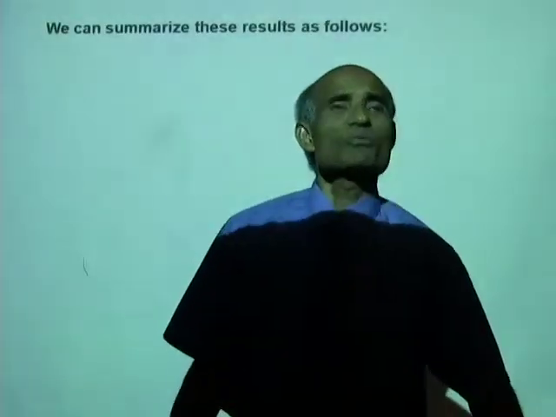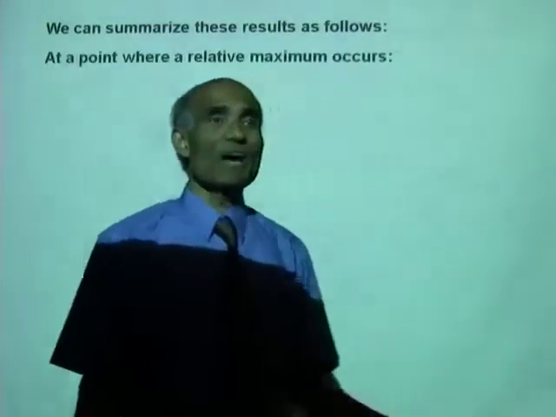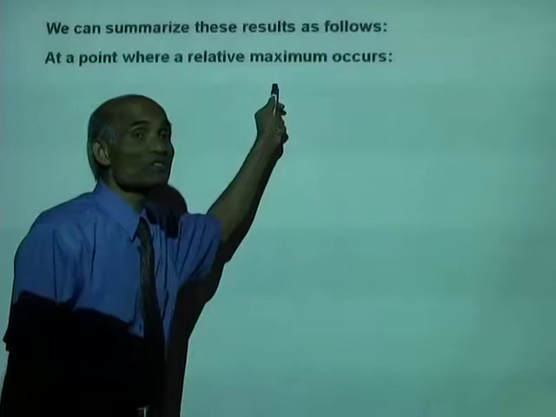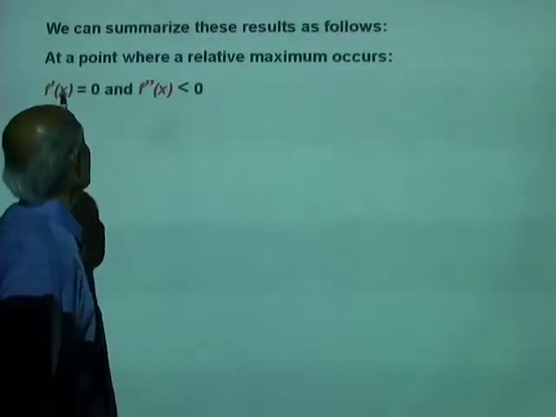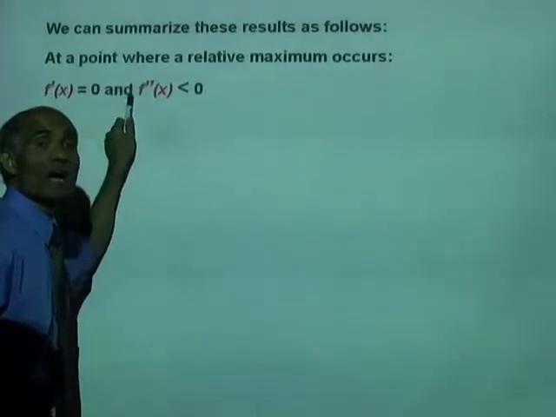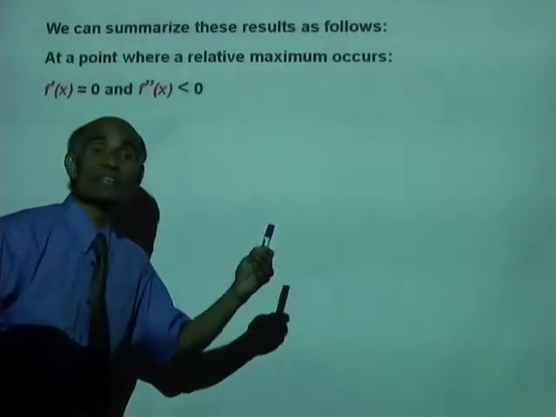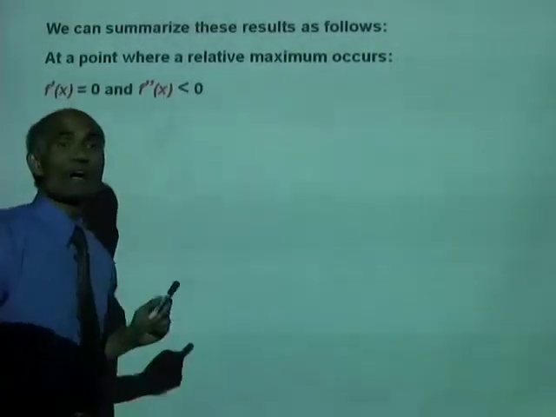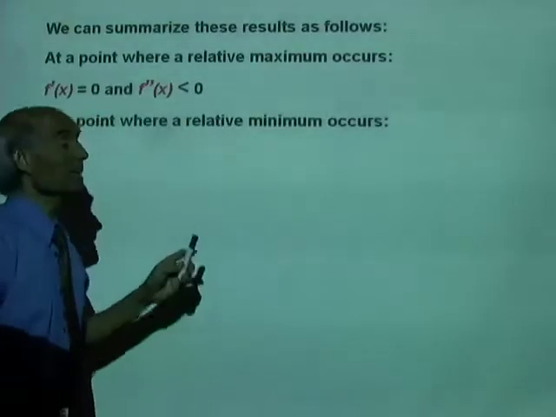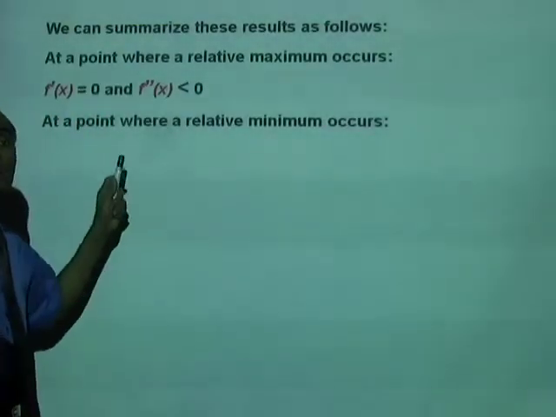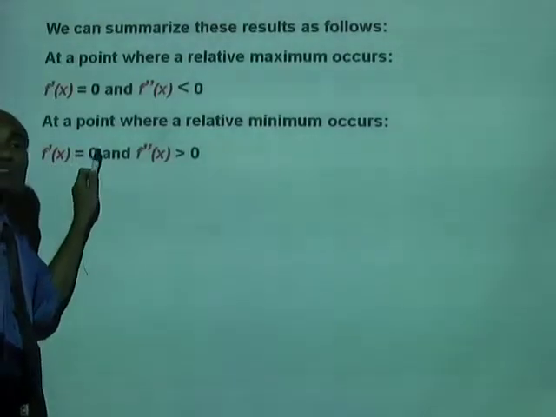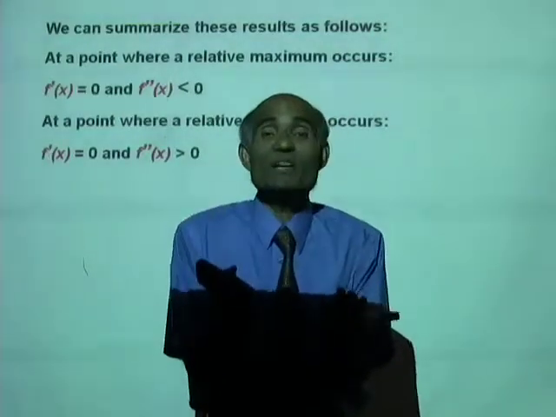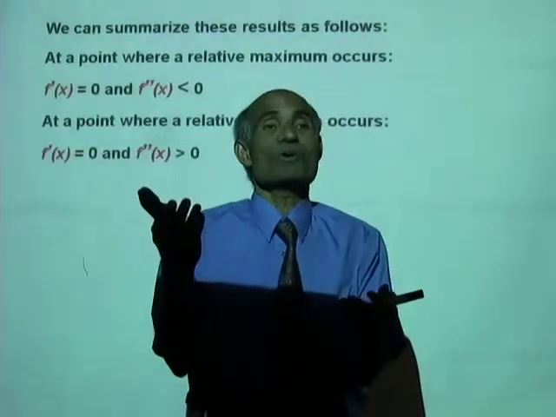Let's now summarize what we have already said. Now, at a point where a relative maximum occurs, what are the conditions to satisfy? You've got to have f prime x has to be 0 and f double prime x has to be negative. On a relative maximum, the first derivative is 0 and the second derivative is negative. At a point where a relative minimum occurs, the first derivative is 0 and the second derivative is positive. So now we know exactly where we can get a maximum or a minimum.